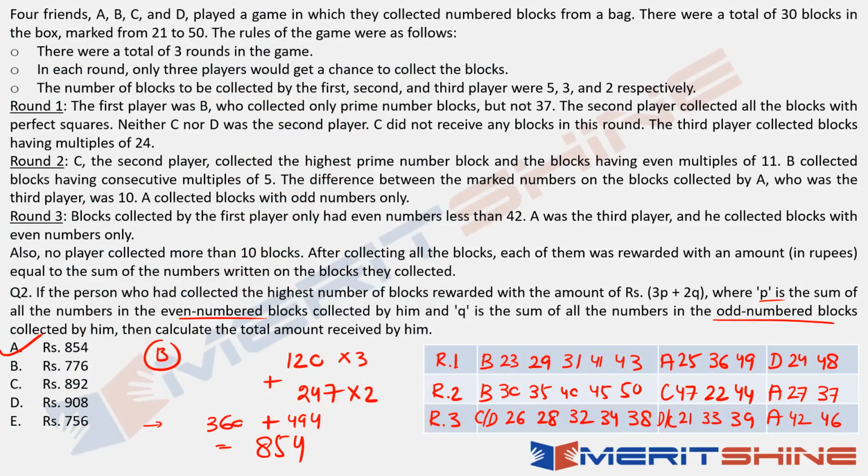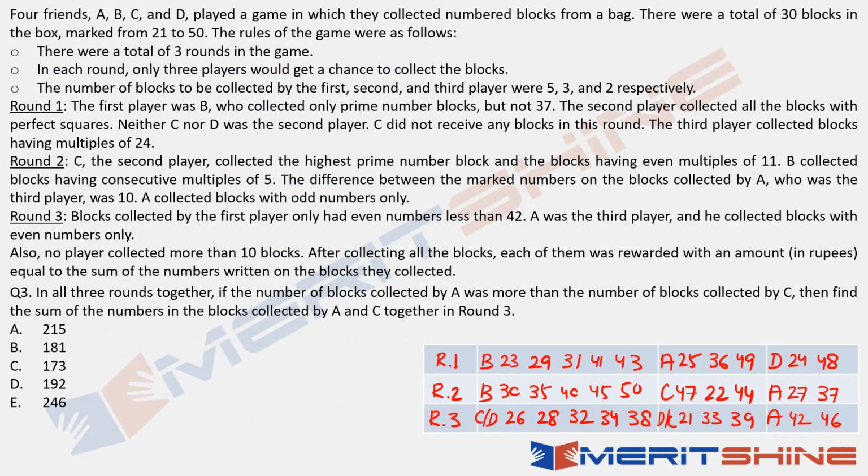Let me go to the third question of this set now. That's the third question on screen now. What does it say? In all three rounds together, if the number of blocks collected by A was more than the number of blocks collected by C. We already know the number of blocks collected by A. So this was 3 here, 2 here, 2 here. So A is at 7. We already know that, right? We have made use of this earlier, right?